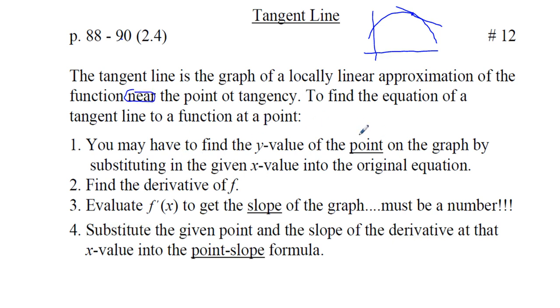You may have to find the y value of the point. What you need to create a tangent line is a point and a slope. The steps 1, 2, and 3 show you how to get both of those. In step 4, substitute the given point and the slope of the derivative at that x value into the point slope formula, which is y minus y1 equals m, the slope, times x minus x1. Now we're going to work out a few problems showing how to do it.